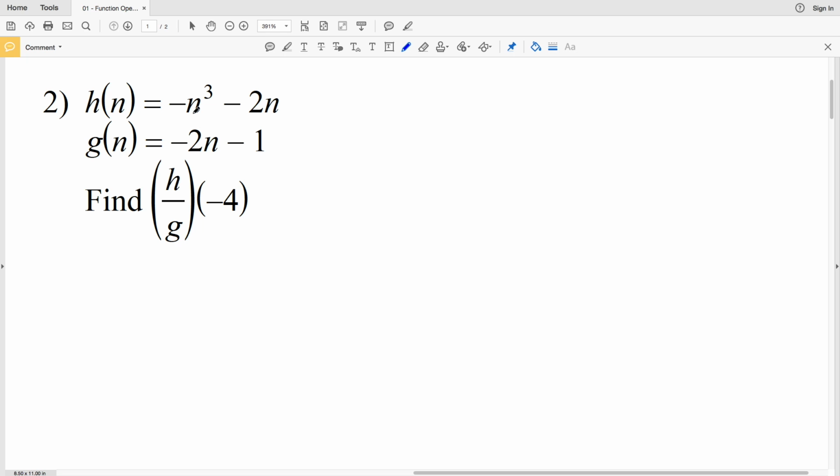In number 2, h of n equals negative n cubed minus 2n, and g of n equals negative 2n minus 1. We're to find h over g of negative 4. So h of n is negative n cubed minus 2n, and I'm going to write that h of n over g of n, which is negative 2n minus 1. Now in this case, it's easier just to go ahead and plug in the negative 4 now as opposed to simplifying first.